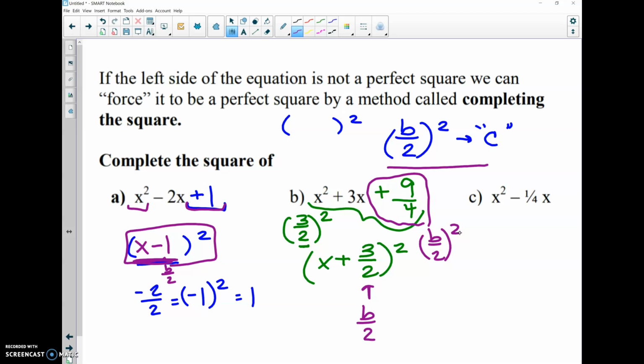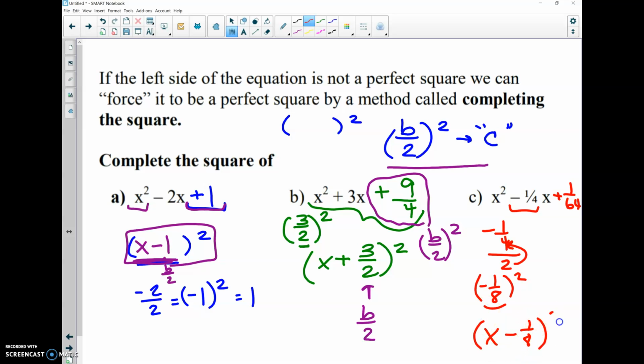All right. Part C will be a fraction now. When we are dividing that fraction by 2, we're really multiplying the denominator by 2. So our b is -1/4. Dividing that by 2 is -1/8, because we're multiplying the 2 to the denominator, and then we're squaring this. So -1/8 squared is +1/64. And that would factor into x, our b is negative now, so minus our 1/8, that whole thing squared. So that would be your final answer.